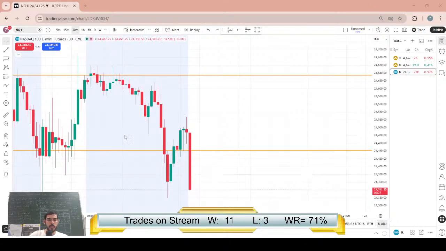Wow, gold is breaking, so in about 7 minutes we can see some move.